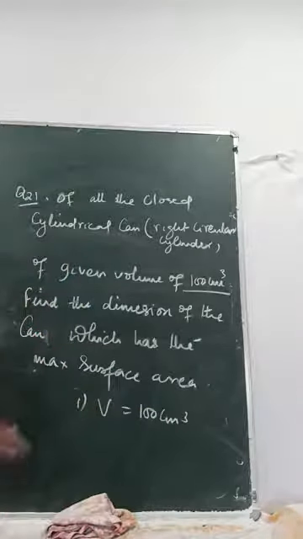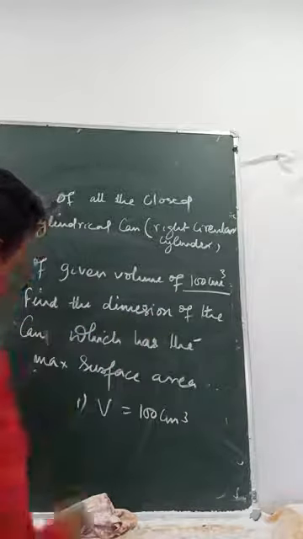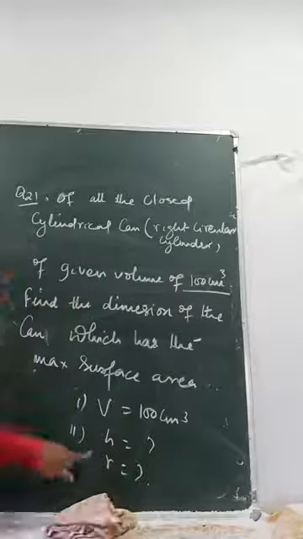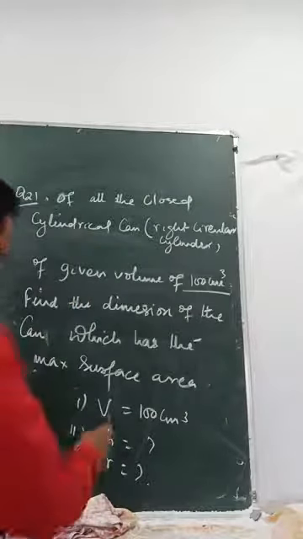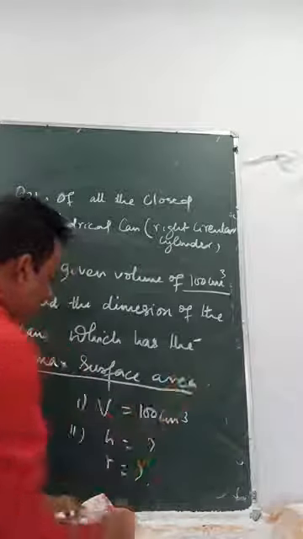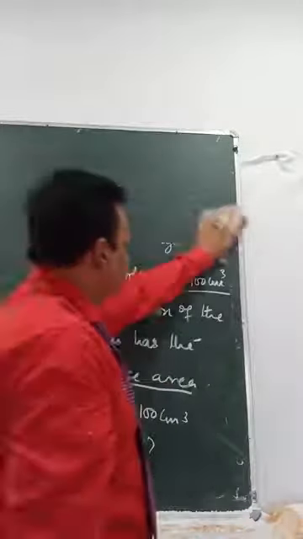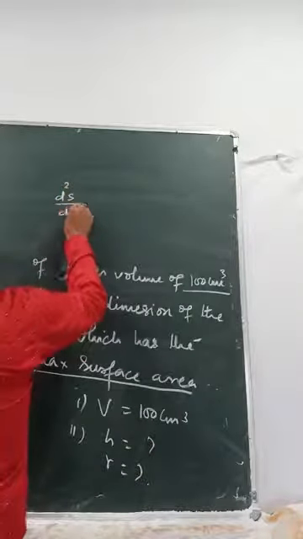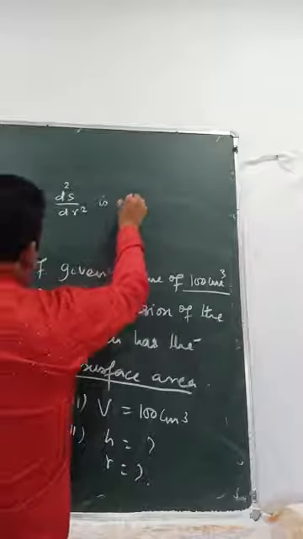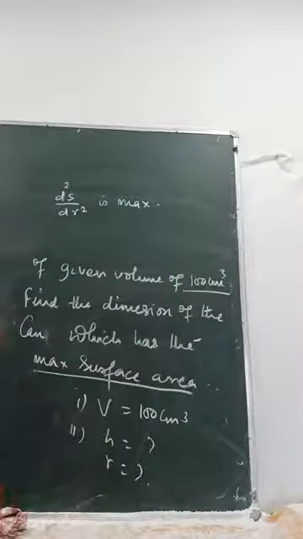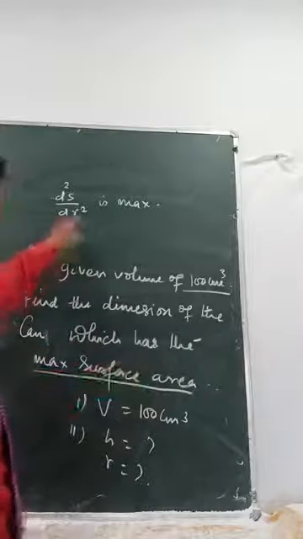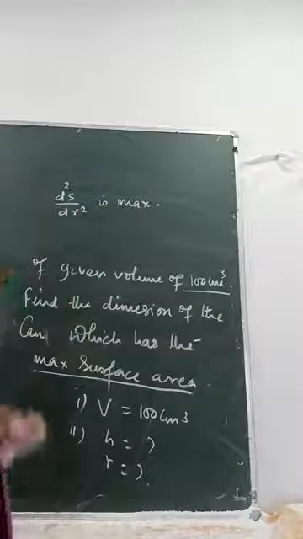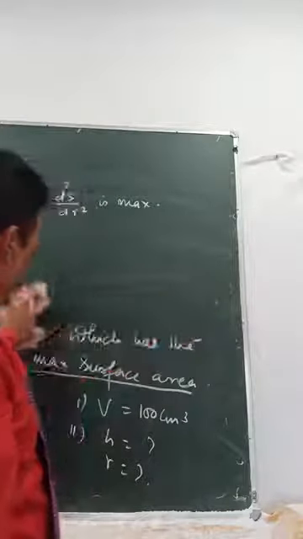First. Second, find the dimension, means you have to find out what is height, what is R. This you have to find out, and also you have to prove which has the maximum surface area. Also you have to prove d square s by dr square is maximum. Maximum surface area. Surface area, take its derivative, second derivative has to be maximum. So these are the points we got from this question.